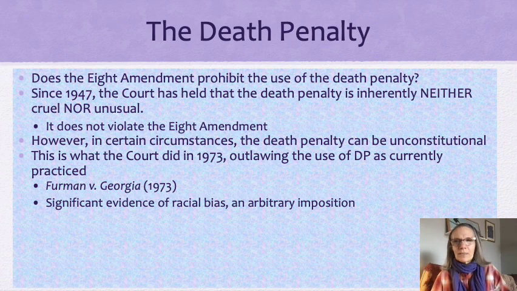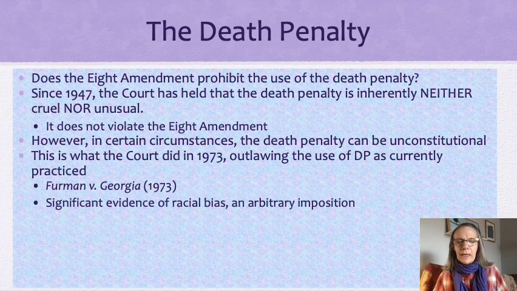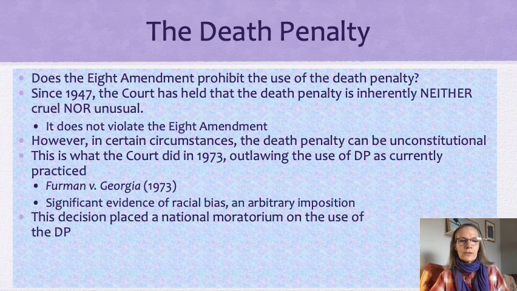in some states, you could get the death penalty for a non-homicide case, right? For rape or for abuse of a child. In other cases, not so much. I mean, it had to be a homicide. So since there seemed to be an arbitrary imposition of the death penalty, the Supreme Court said, as it stands in 1973, that the way the death penalty is used, it is unconstitutional.